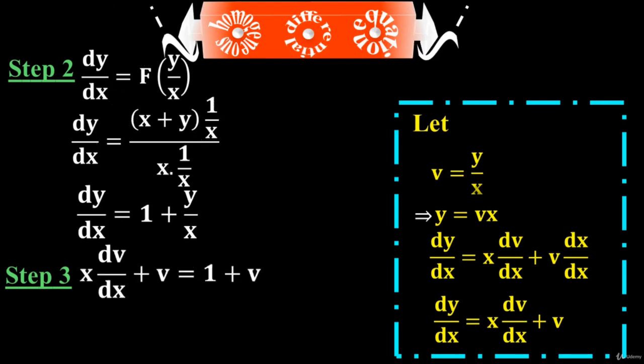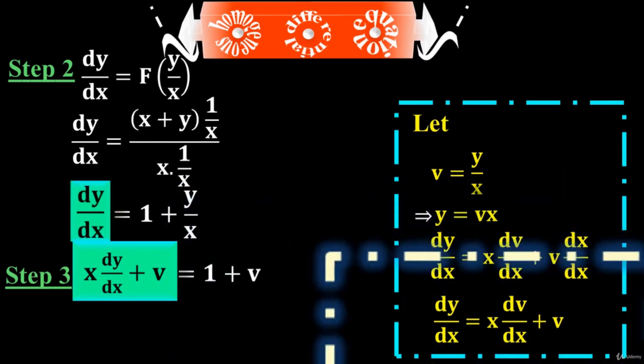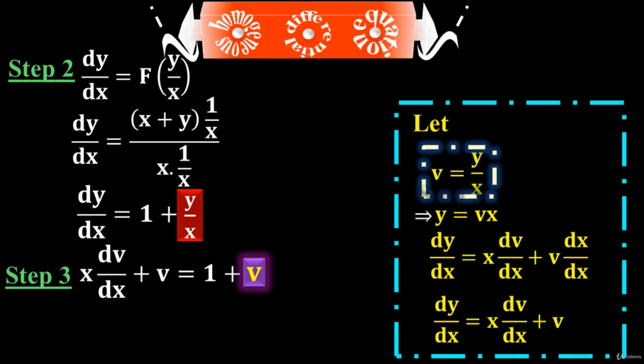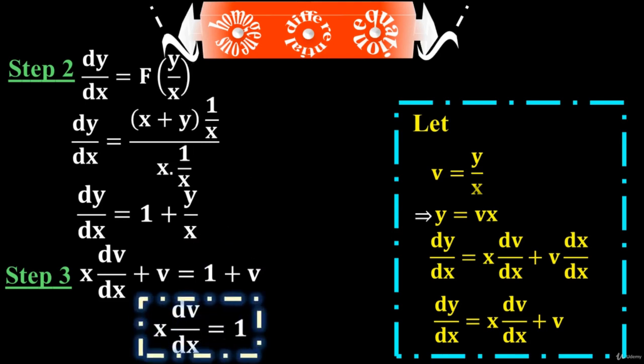So my new equation in step 3 will be x times dv/dx plus v equals 1 plus v. How do we get that? I replace dy/dx by x times dv/dx plus v, which I got from the substitution process, and y over x by v. Now v on the left side will cancel with the v on the right side, and my new equation is x times dv/dx equals 1.